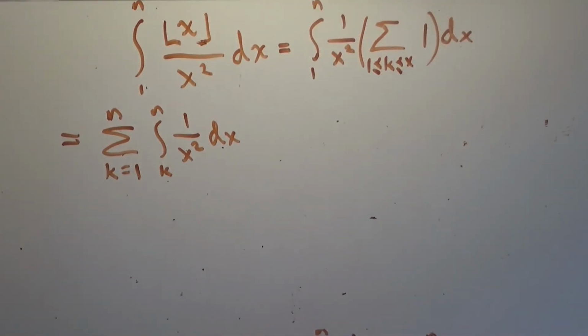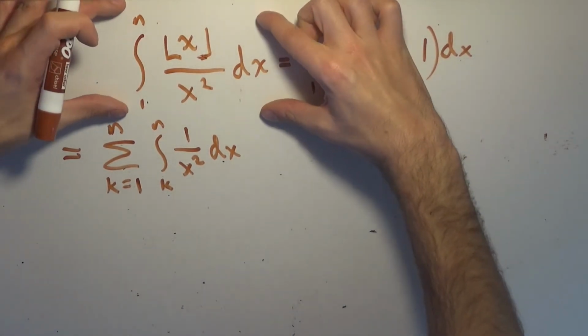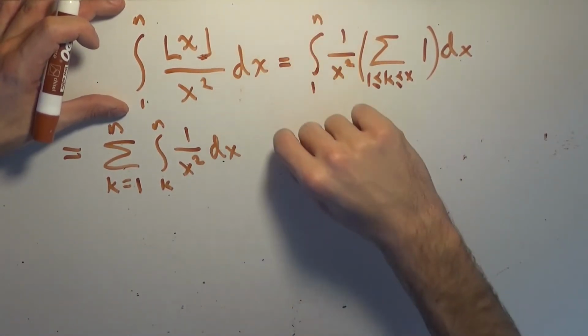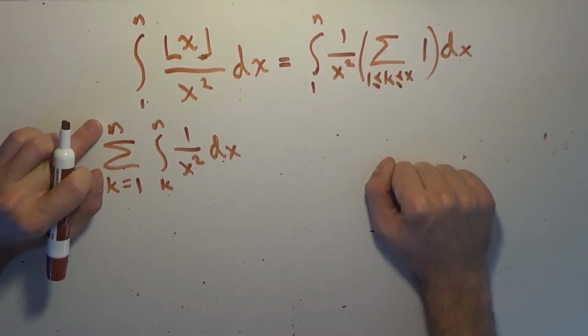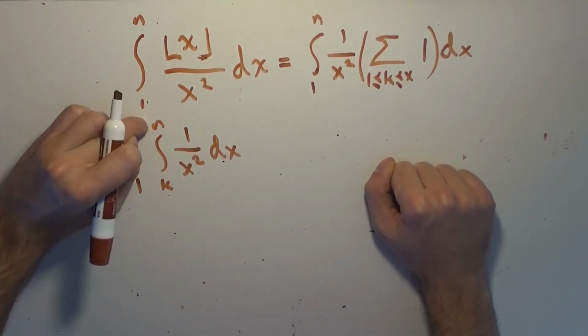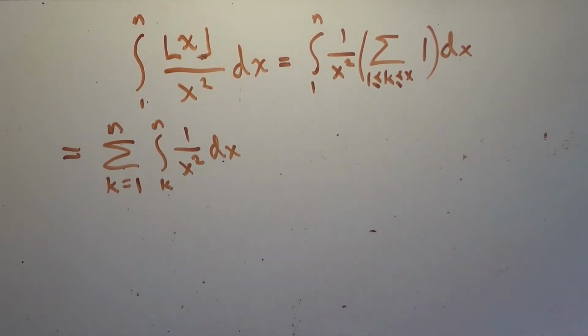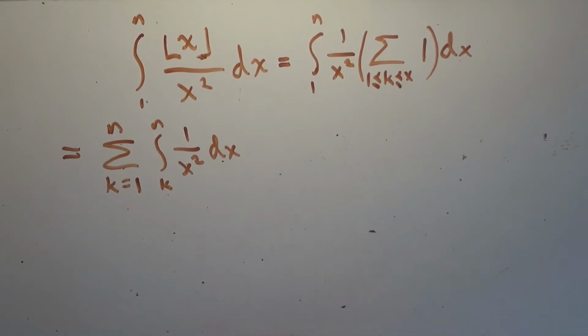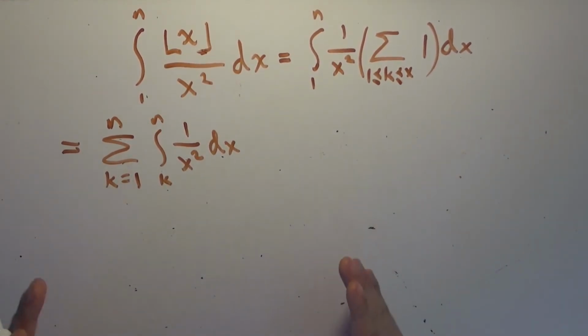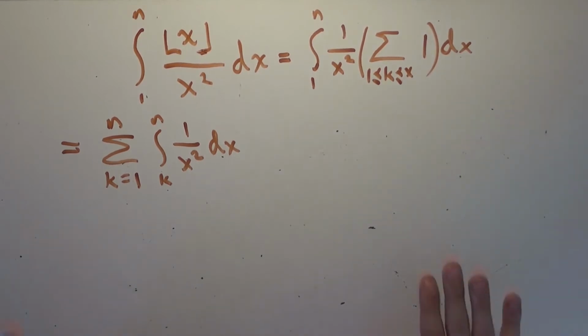So I've just shown so far that the integral from 1 to n of the floor of x divided by x squared dx is equal to the sum from k equals 1 to n of the integrals from k to n of 1 over x squared dx. And I know that was a big mouthful of math, but I promise it's all going to work out. So if it wasn't exactly clear what I was doing in this video, go back, watch it again, try to follow every step that I'm doing because they all are relevant.